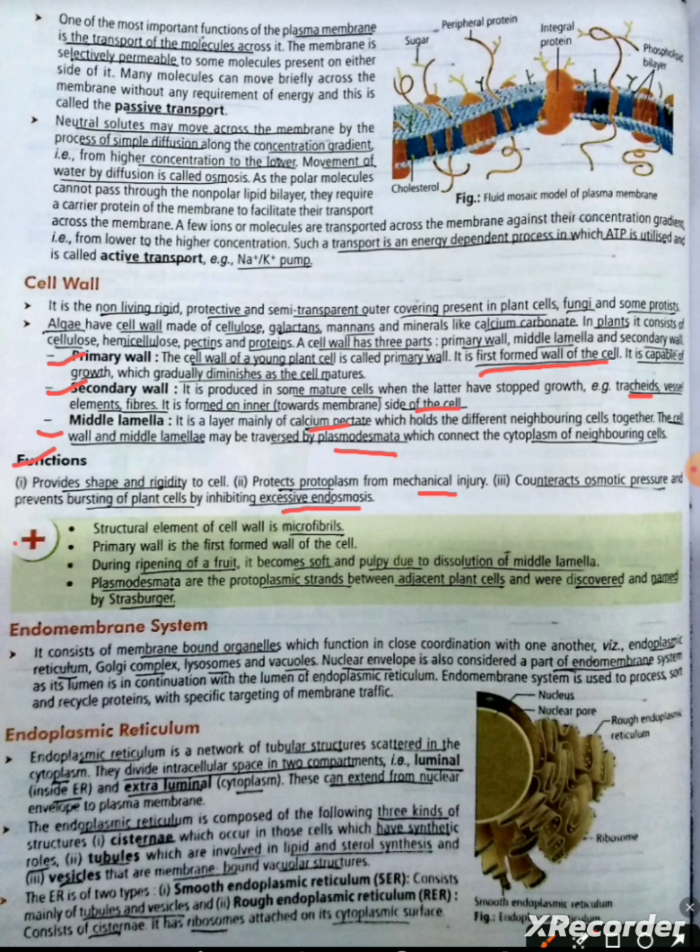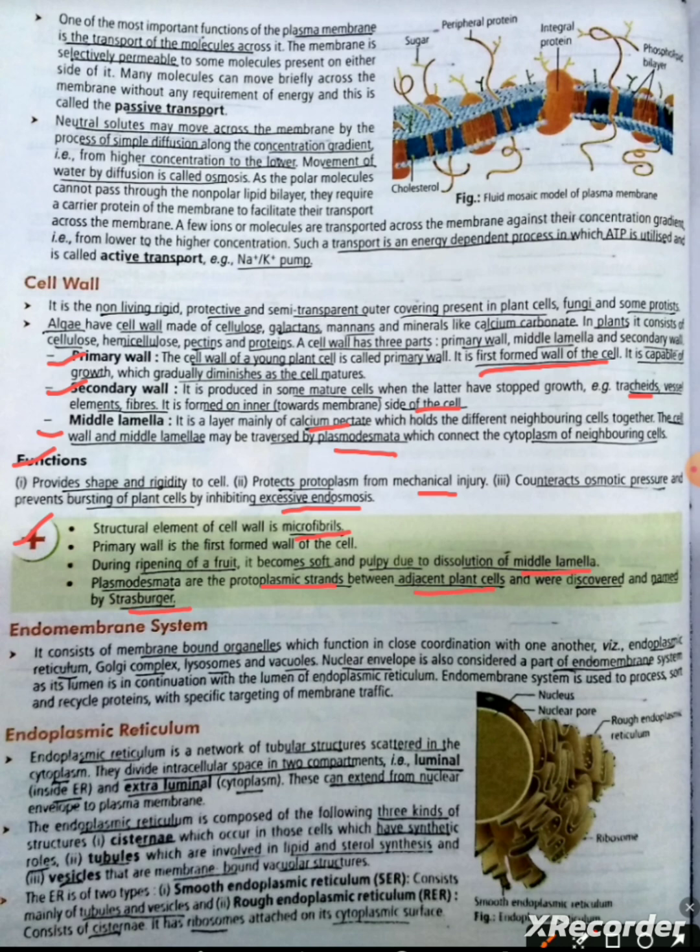Important points: the structural element of the cell wall is microfibrils. The primary wall is the first formed wall of the cell. During ripening of a fruit, it becomes soft and pulpy due to dissolution of the middle lamella. Plasmodesmata are the protoplasmic strands between adjacent plant cells and were described and named by Strasburger.